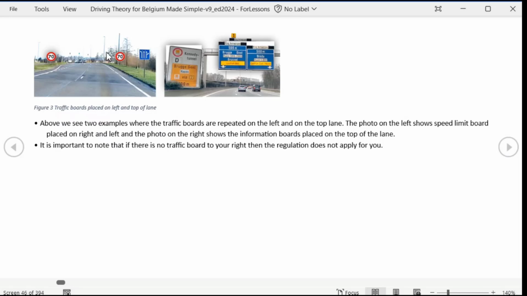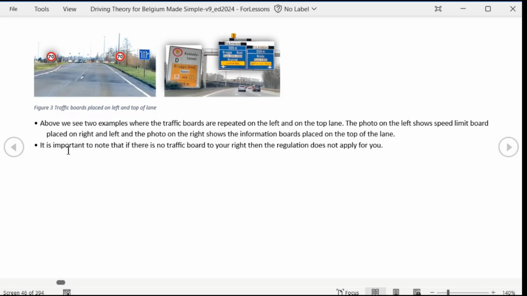Here's an example where the traffic boards are placed on the right and are also repeated on the left. It's a road with 2 and here 3 lanes. The traffic board is placed on the right and then repeated on the left. And here's an example where the traffic boards are also repeated on the top of the road. Here it shows the speed limit on the road, on the right as well as on the left.